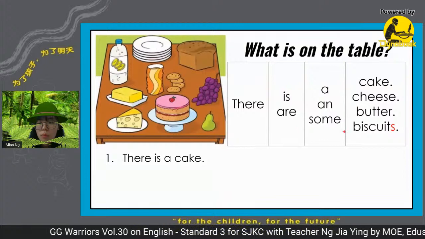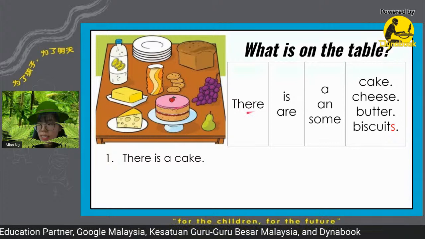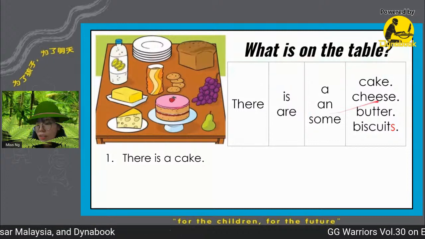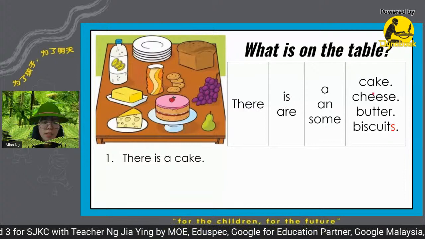Okay, so if we cannot count cheese, do we use there is or there are? Okay, so everyone, do we use there is or there are? Yes, we use there is, right? So we use there is some cheese because we can't count cheese. Very good. So now let's look into the next word, which is butter.